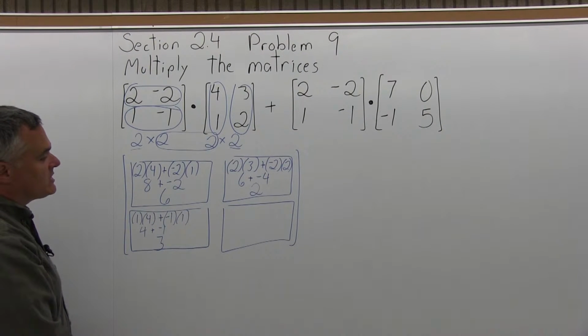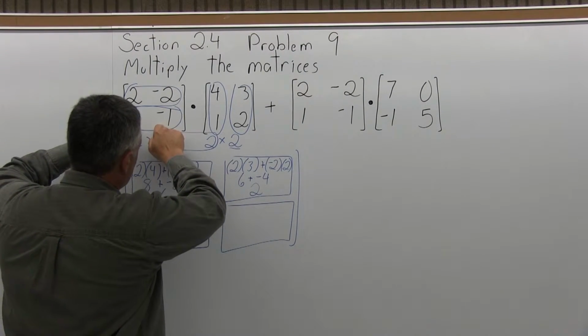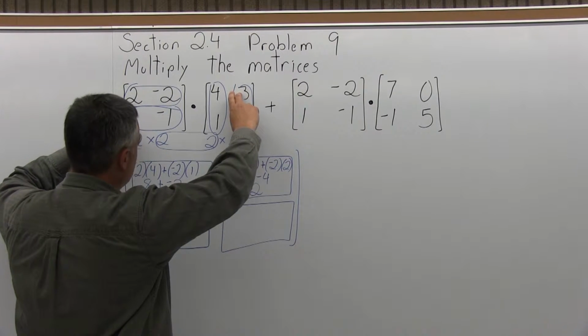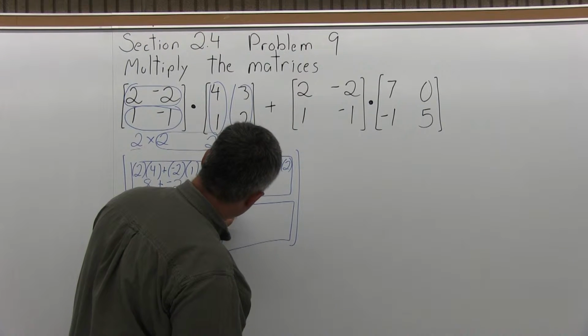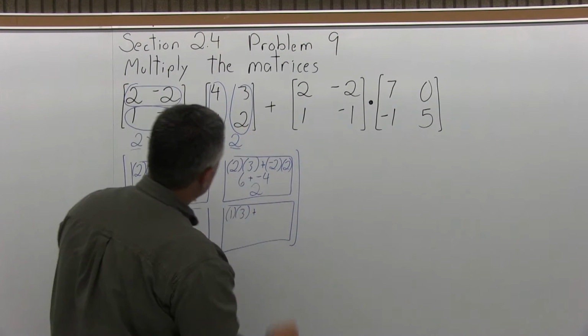And finally, one last box to fill in for this matrix. I'm going to do the bottom row of the first matrix, which is 1, negative 1, times the second column of the second matrix, which is 3, 2. So first times first is 1 times 3, plus second times second is negative 1 times 2.